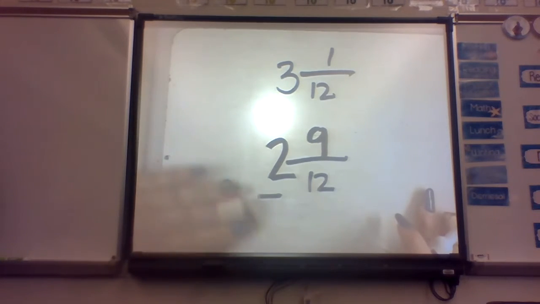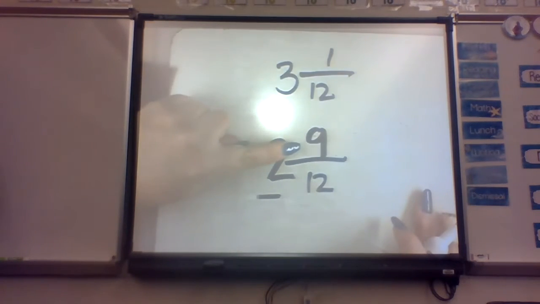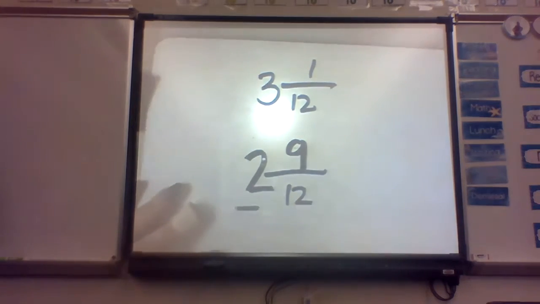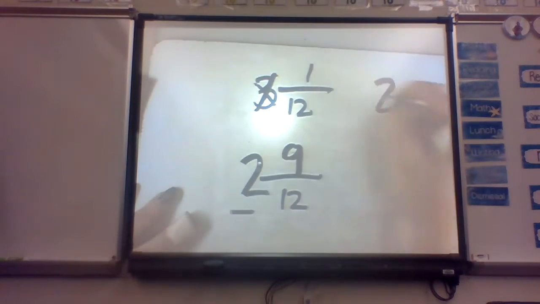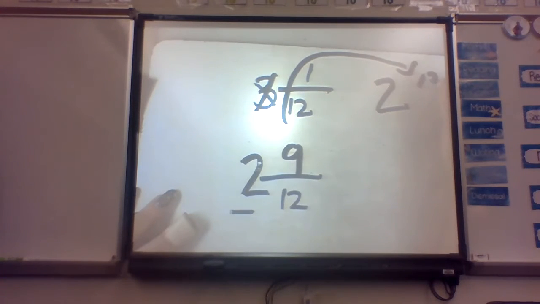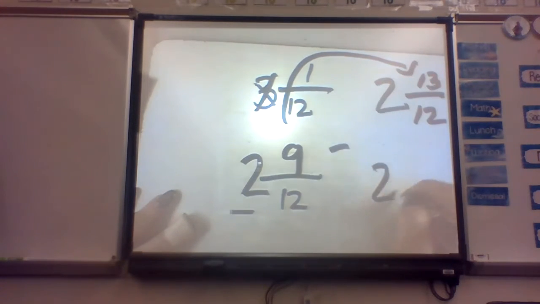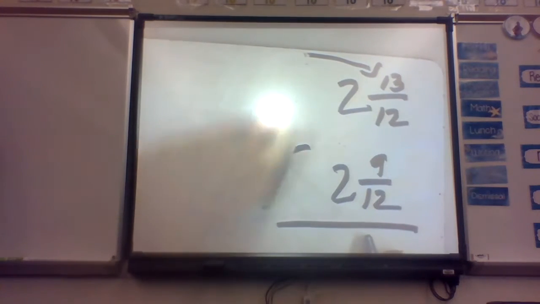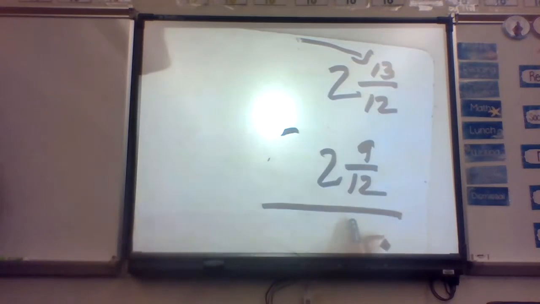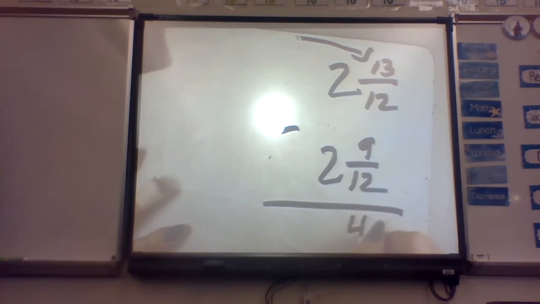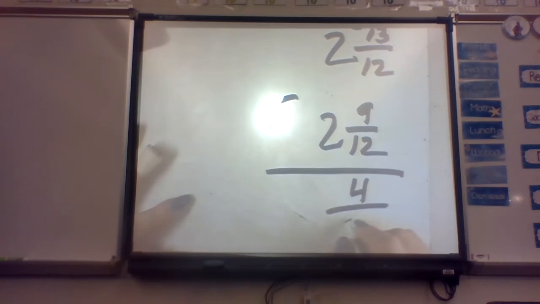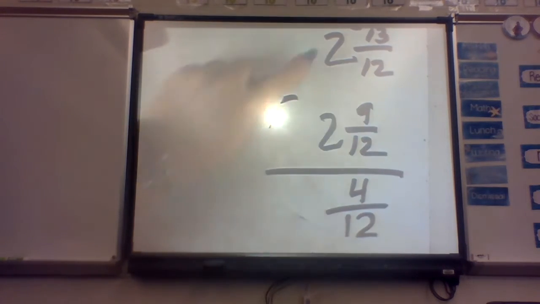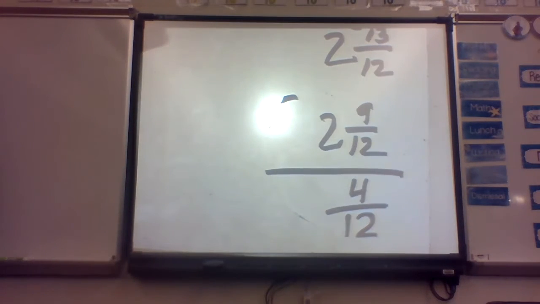Okay, can I do 1 minus 9? No. Now I do the rainbow. Like I said, some of us were doing the rainbow a little too early. Erase your old problem if you need to. 13 minus 9 is 4. My denominator is 12. And 2 minus 2 is 0. So my answer is 4/12.